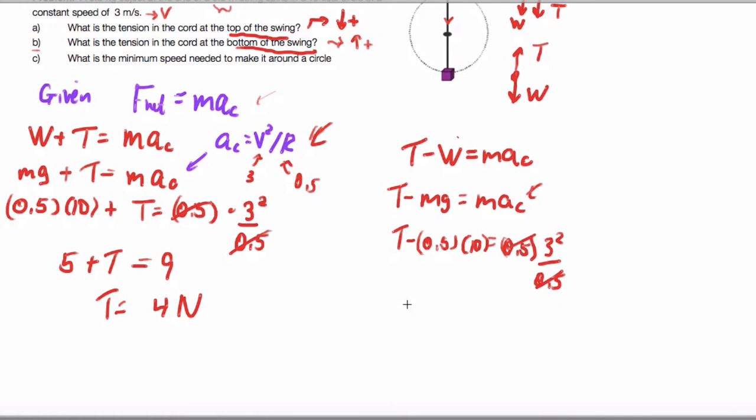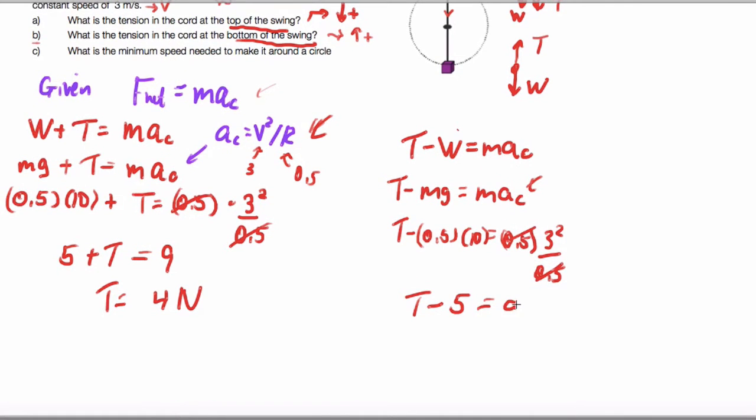So there's a lot of similar cancellation, but let's be clear. Tension tries to cancel the weight. They have that tug of war, and the effect is that the object moves in a circle. And what we end up getting for our tension at the bottom of the swing is 14 newtons worth of force.